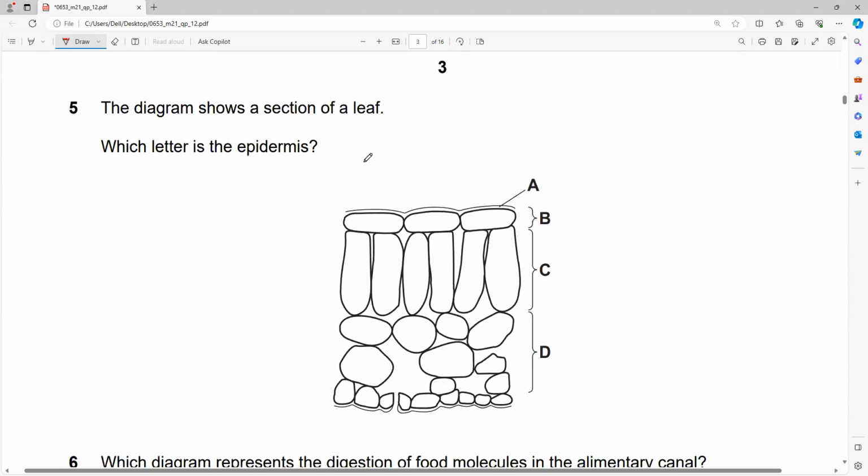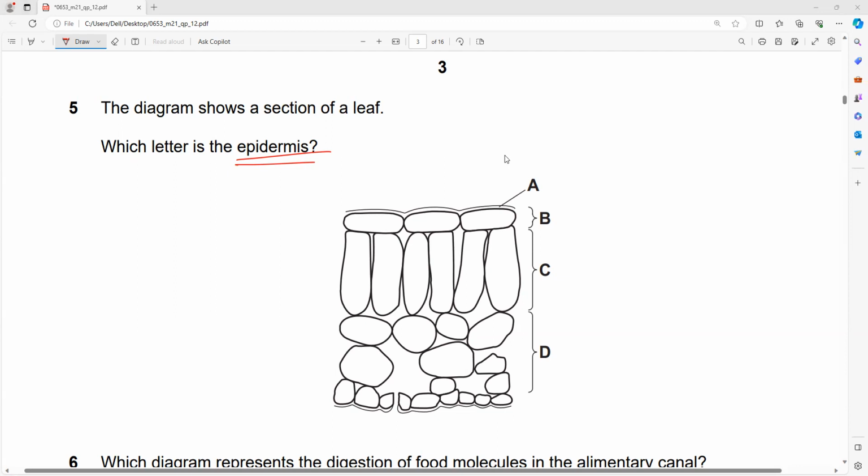Next. The diagram shows a section of a leaf. Which letter is the epidermis? See the figure in your book. I think this is the exact figure of your book. Am I right? Your NCERT. Is it correct? Please respond. You can check it and correlate it, and it will be exactly matching. So question number 5, epidermis. Anybody? Which letter is the epidermis?